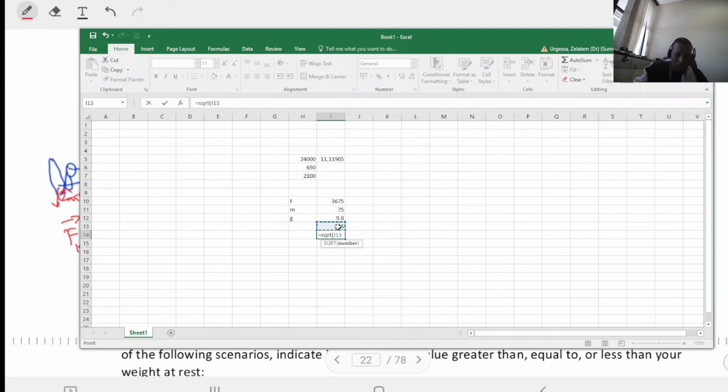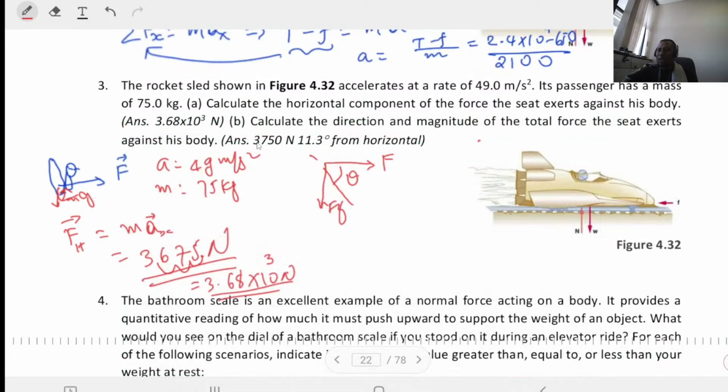Let me just do it. Fy squared plus Fx squared. That is this one squared. Under the square root, what do I get? 3748. Okay, let me first compare. What was her value? Just to see. 3750. We get 3747. And you know why?